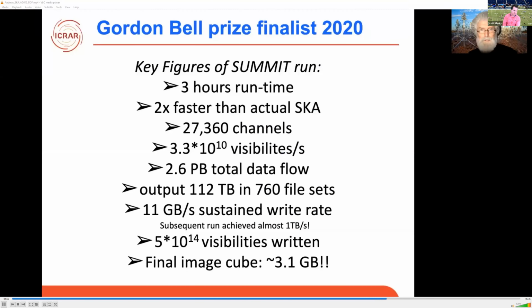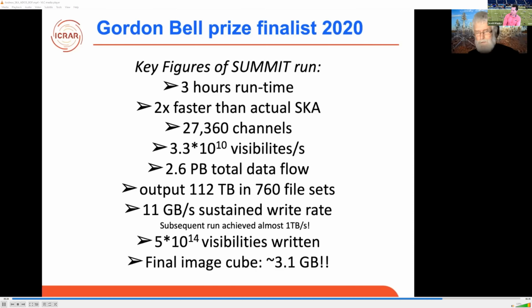We then put that onto the Gordon Bell Prize and went on to be a finalist at the end in 2020. And yeah, the key figures of that run on Summit: 3 hours of runtime almost on the whole Summit computer. That was about 2 times faster than actual SKA in terms of data rates. We've produced 27,360 channels instead of the 64K channels for the SKA. Produced about 33 billion visibilities a second. That represents 2.6 petabytes of total data flow.